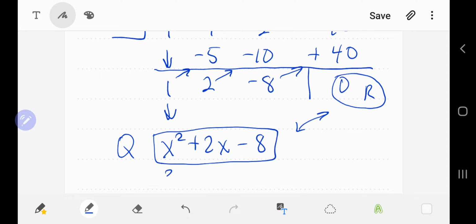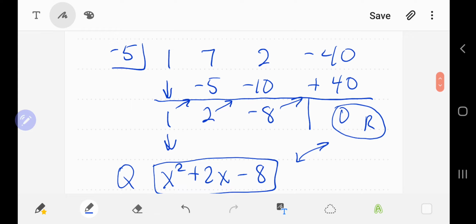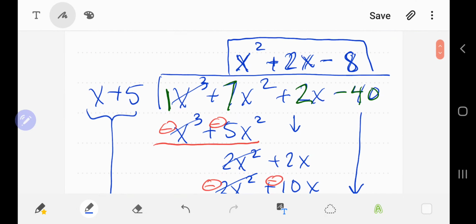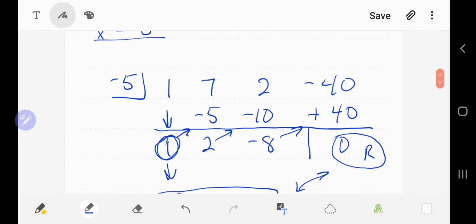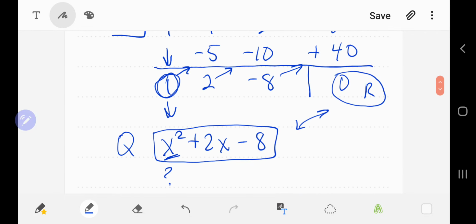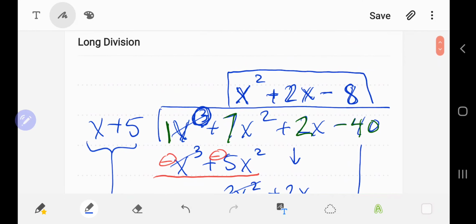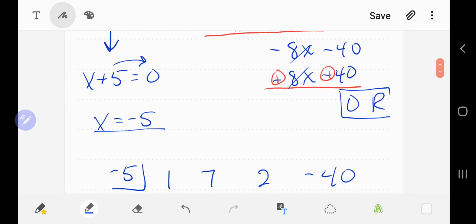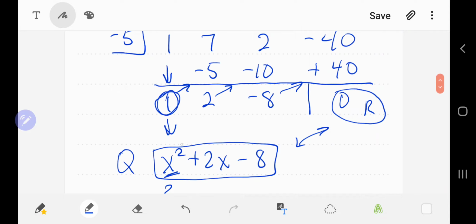And if you're wondering, how did I know that that was an x squared? This coefficient is always going to be attached to a variable that has an exponent 1 smaller than the dividend. So if you start with x to the third, then your quotient is going to be x squared. Or if you started with x to the fourth, then this first term would be an x to the third here. See how that works? The quotient is always 1 degree less than the dividend.